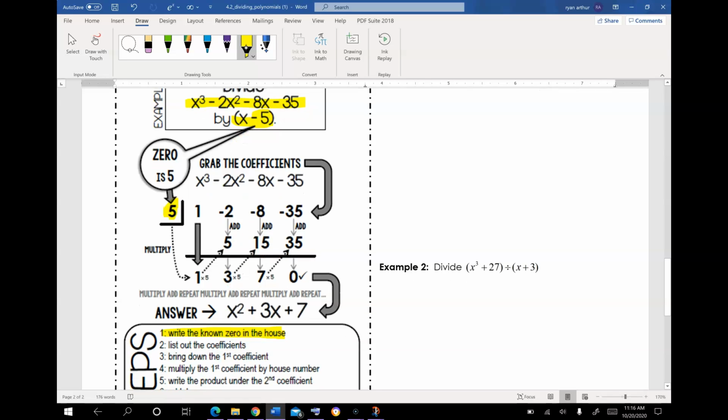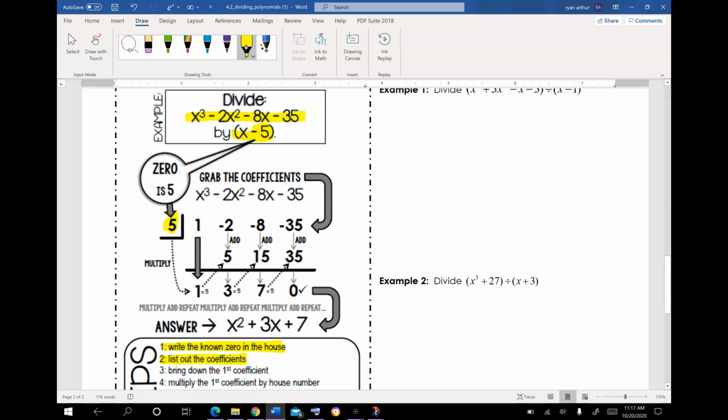After you do that, you need to list out the coefficients of what you're dividing. So if there's not a number there, you write 1. See how I put 1, then -2, then -8, then -35. So those are my coefficients listed out. Then you start the process. So you set up your synthetic division, and now we're going to start the process.